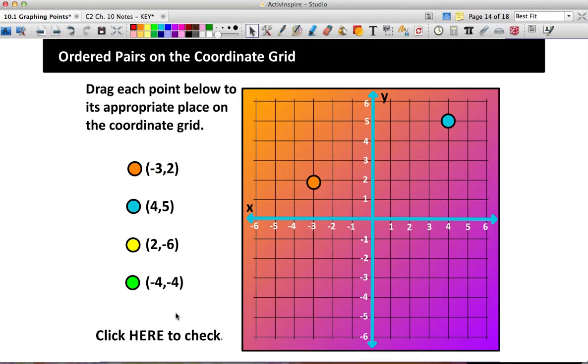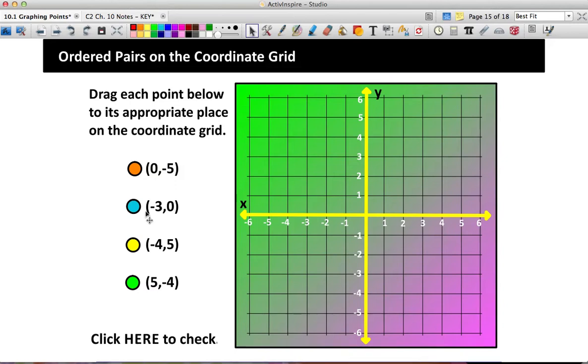Okay, I want you to try the next 2 on your own, and then when you come back, we'll check your answers. All right, so we start at the origin. It's a positive 2, so 1, 2. Negative 6 means I go down 6. 1, 2, 3, 4, 5, 6. And negative 4 means backwards 4, and then down 4. And we can click here and check, and we are all in the correct spots.